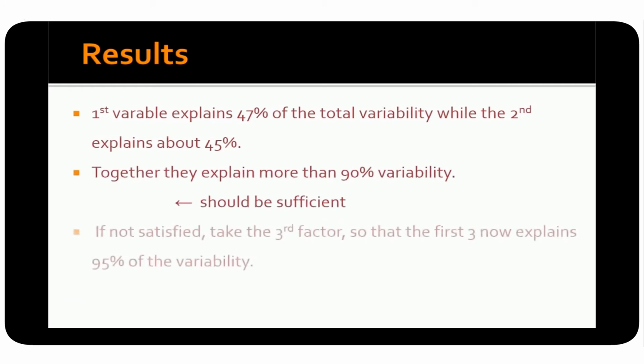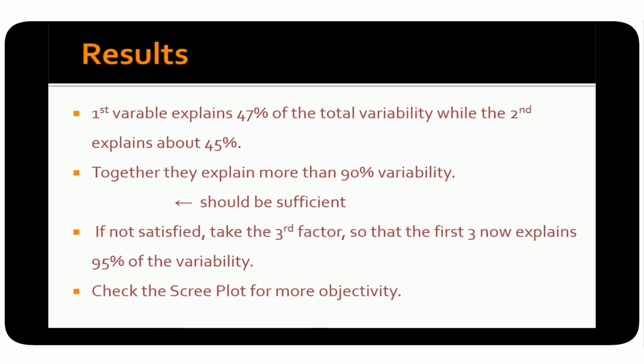So, we can safely say that if we take the first 2 factors, they together account for more than 90% of the variability. Well, if you are not satisfied, you can even go for the third factor, and they together would be very close to the 95% mark. So, we will be looking at only the first 2 or first 3 factors.